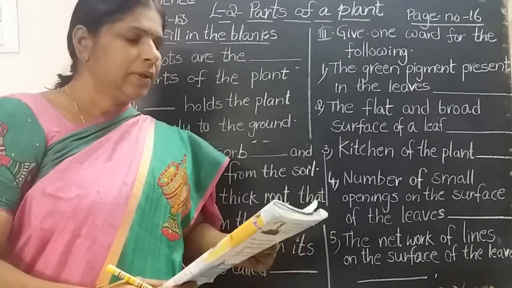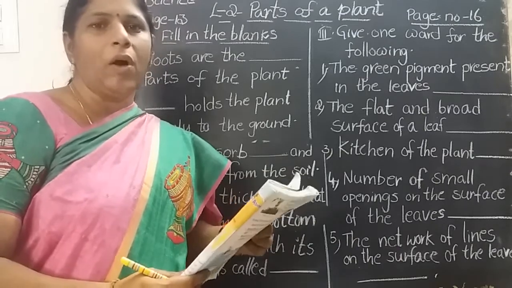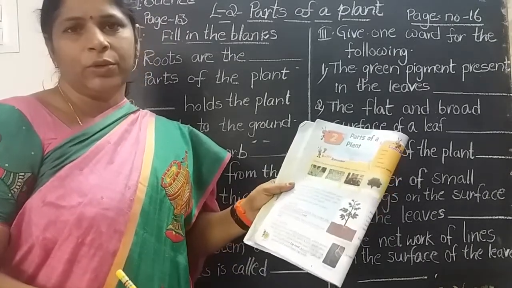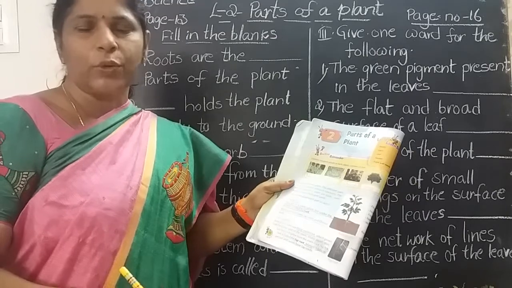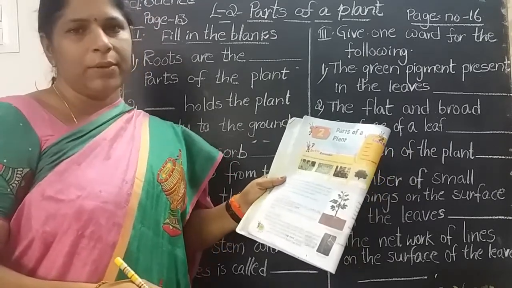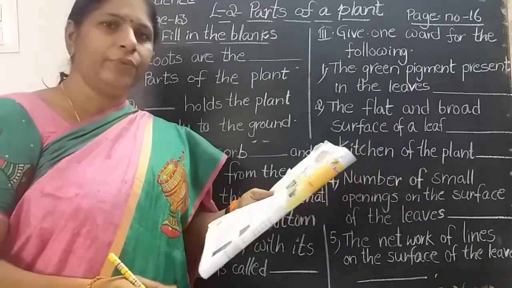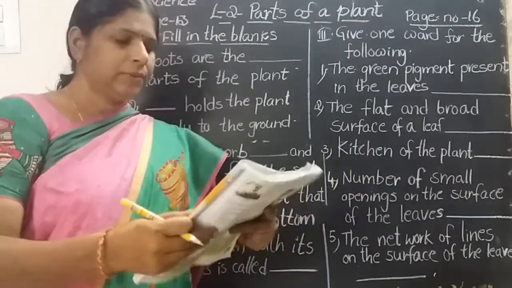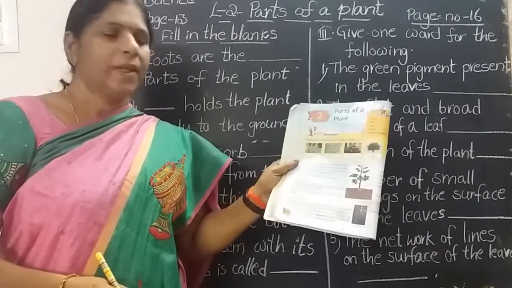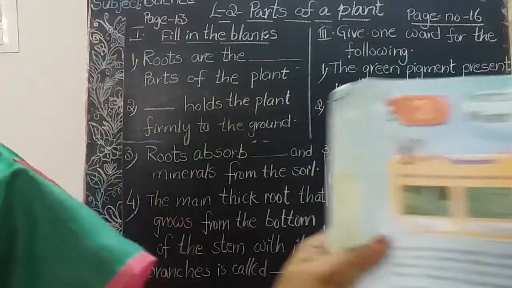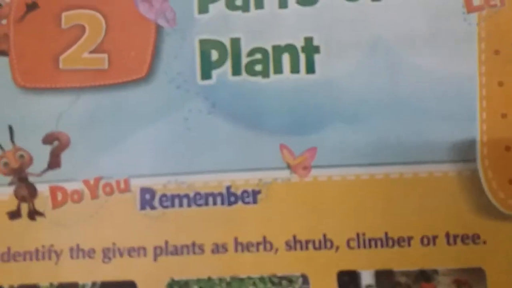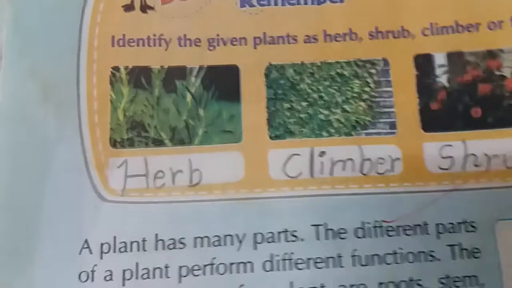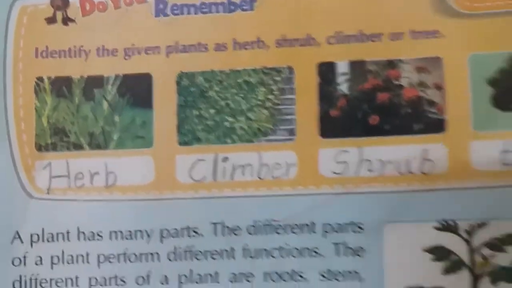Okay, today let us learn the lesson in an objective way. Lesson number 2, I will tell the blanks, true or false, matchings, examples. If you have the textbook, open page number 12. See here, they have given 4 options. This is the second lesson, parts of a plant. Do you remember?